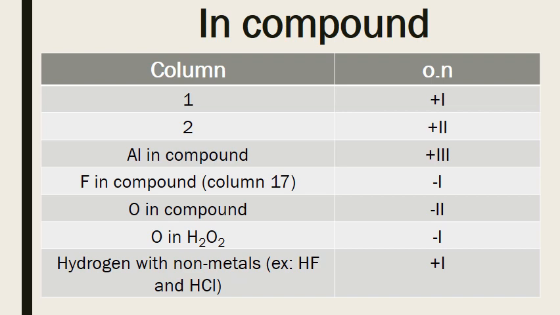The oxidation number of oxygen in a compound is -2, and there's an exception: if it's in H2O2, it's -1. And hydrogen with non-metals, for example hydrogen fluoride or hydrogen chloride, has an oxidation number of +1.